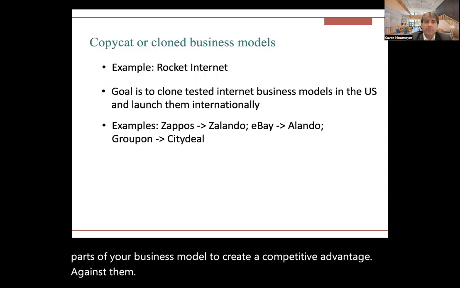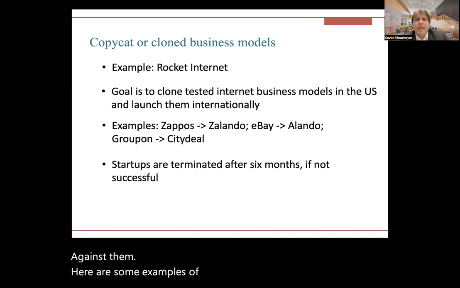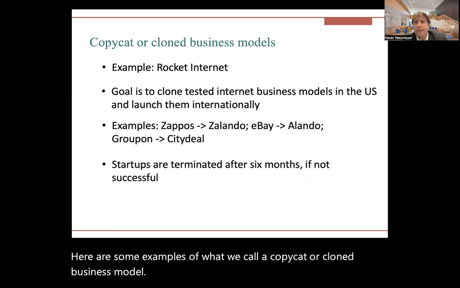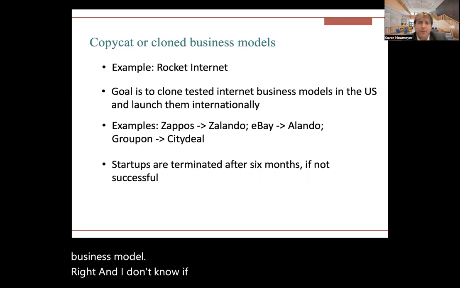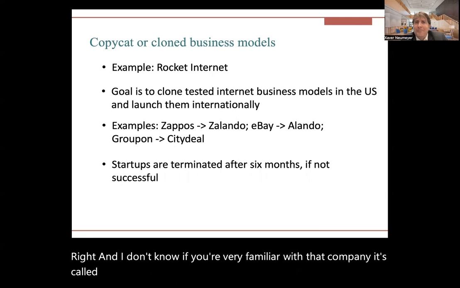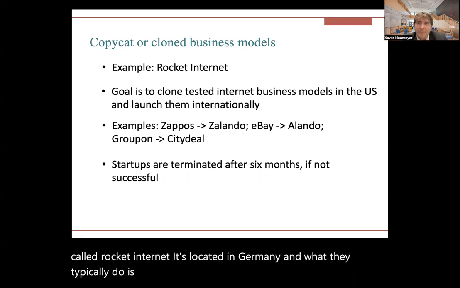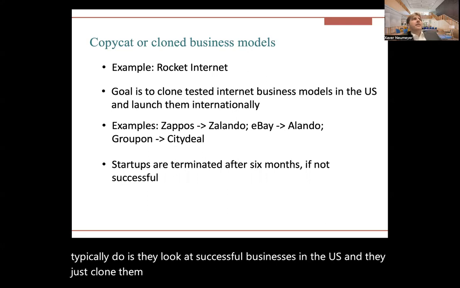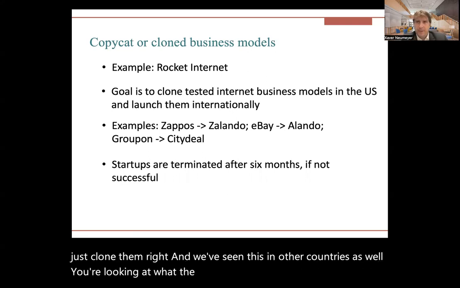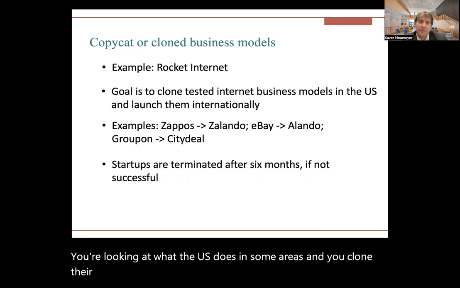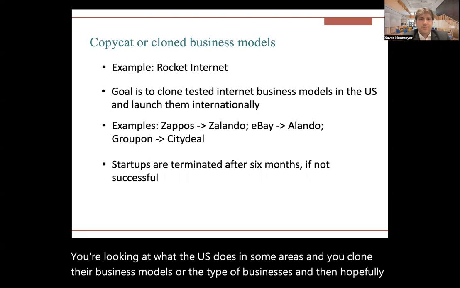Okay, here are some examples of what we call a copycat or cloned business model. I don't know if you're familiar with the company Rocket Internet. It's located in Germany. What they typically do is look at successful businesses in the US and just clone them, right? We've seen this in other countries as well. You look at what the US does in some areas and clone their business models, and then hopefully you're successful with those.